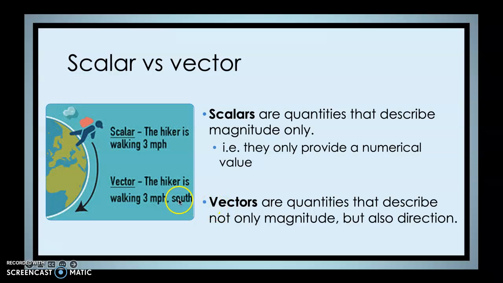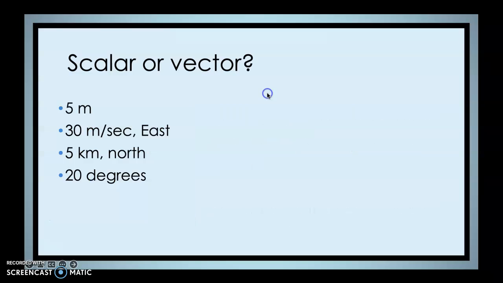Vector gives us value and direction. The hiker is walking 3 miles per hour to the south. Because it has a direction related to it, we call these vector units. For what we're going to be talking about with the beginning parts of motion, whether or not it's scalar or vector is going to make a big difference into how we solve these different problems.